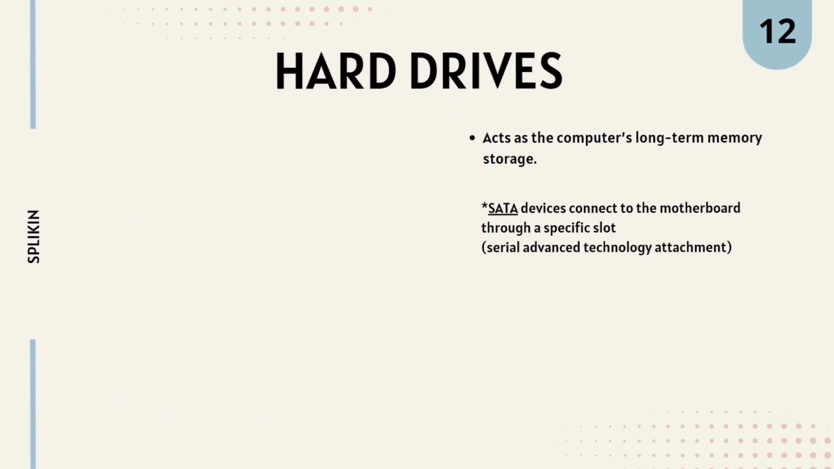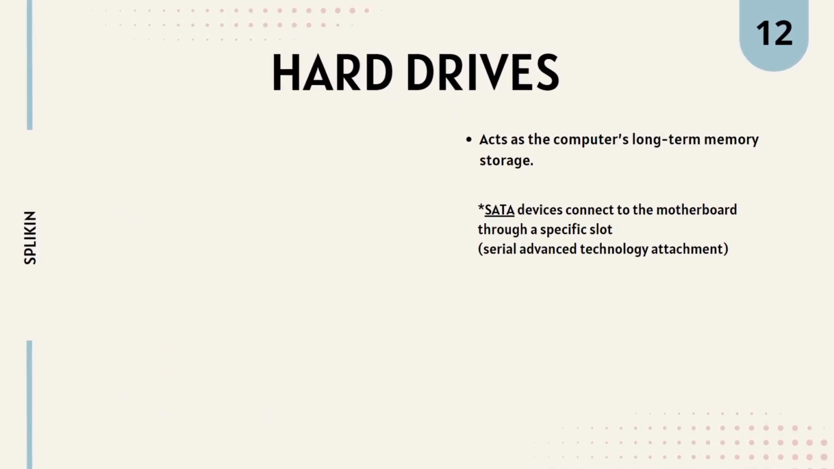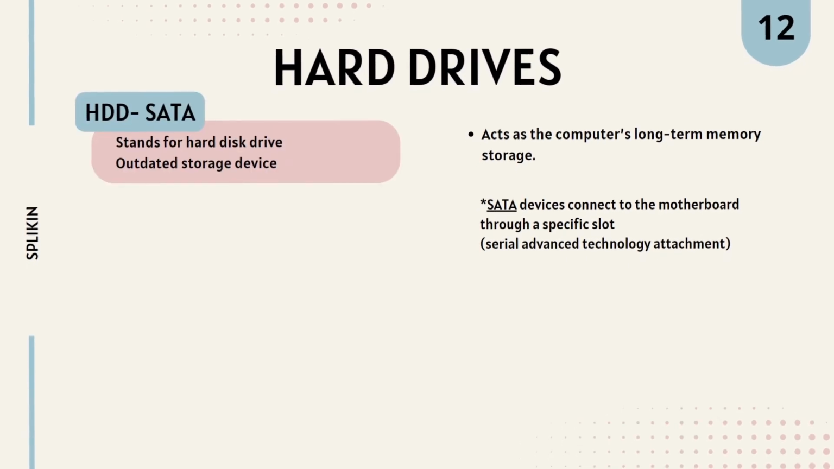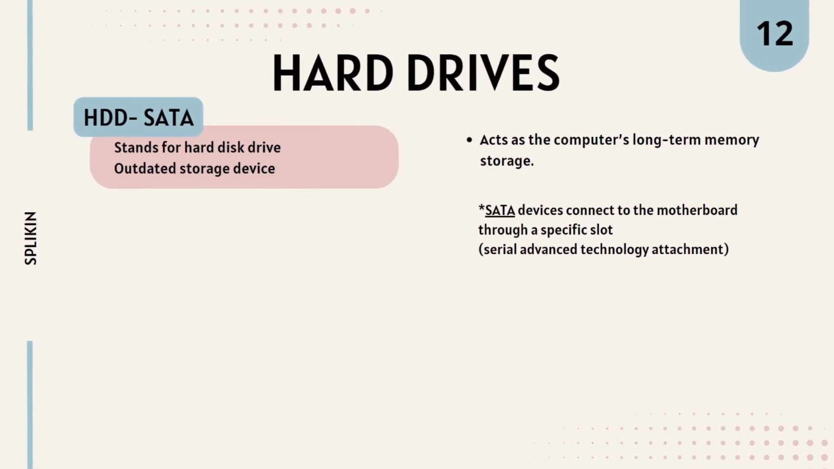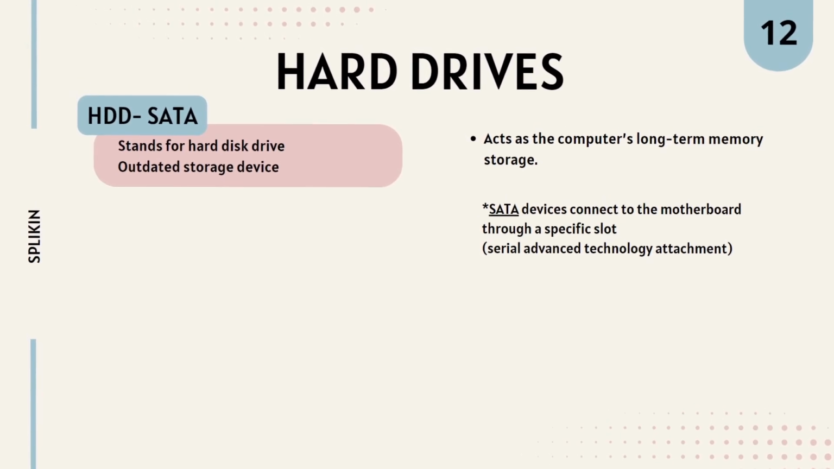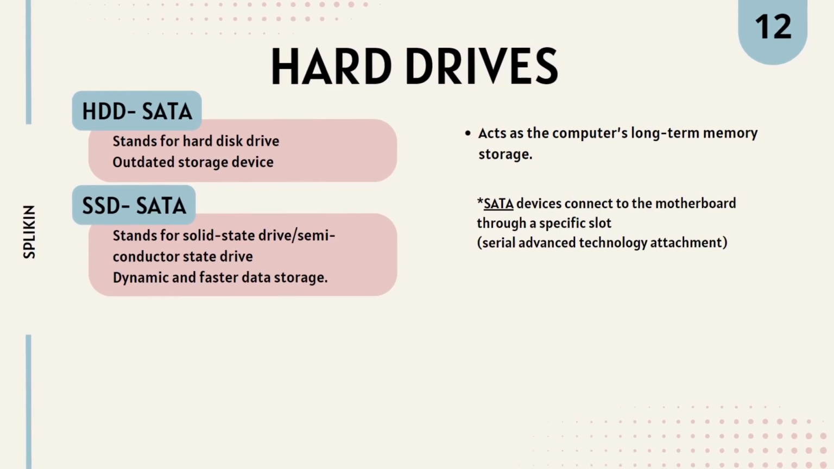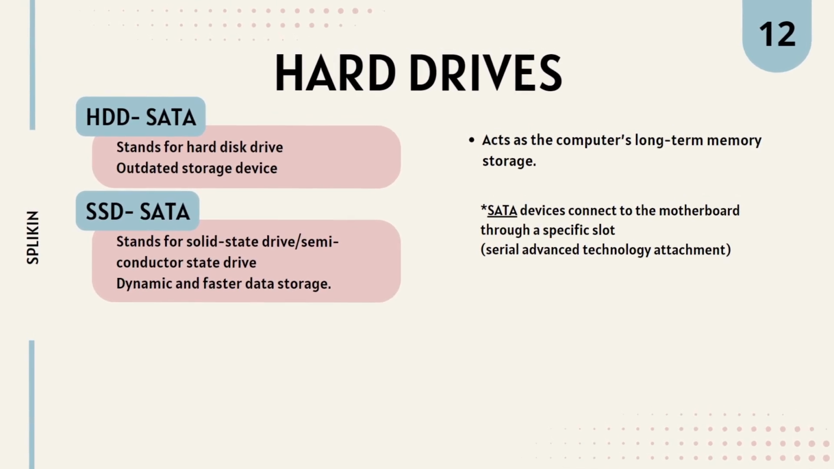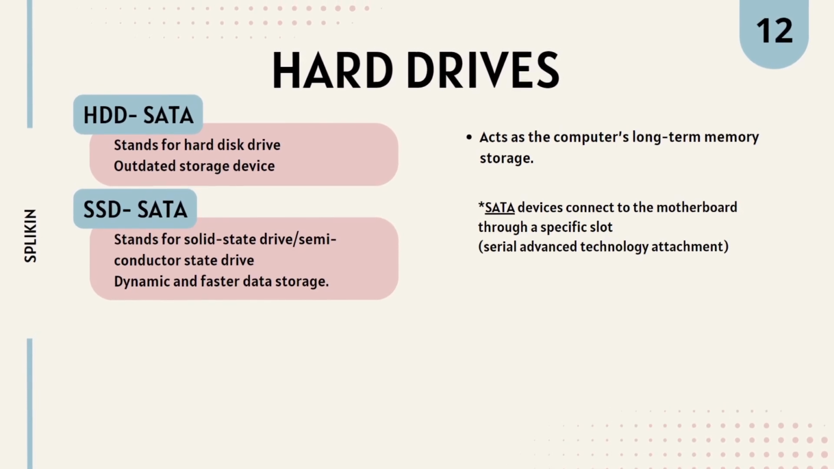Now onto hard drives. Where RAM is the computer's short-term memory, hard drives act as the computer's long-term memory. There are a few different types of hard drives currently. There's hard disk drives, HDD, which is currently outdated and should generally be avoided. There are SSDs, which stand for solid state drives / semiconductor state drives, and are dynamic and faster storage.